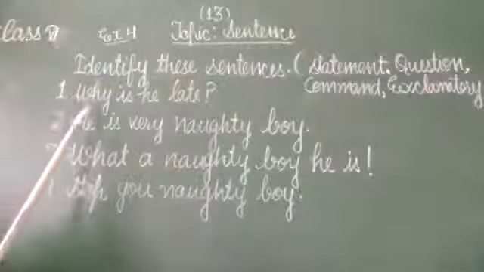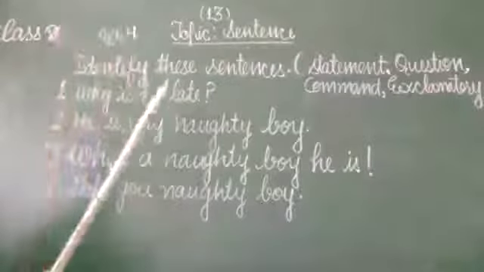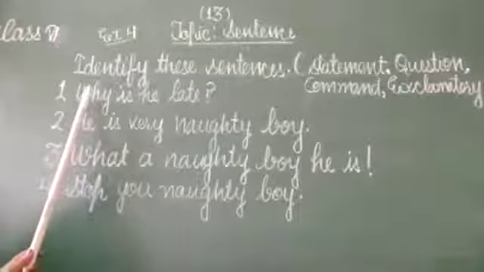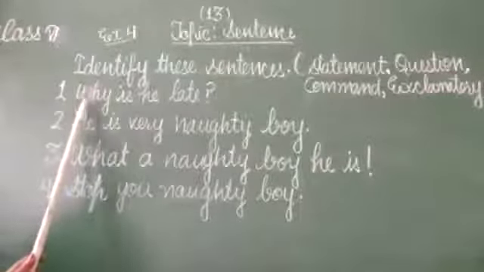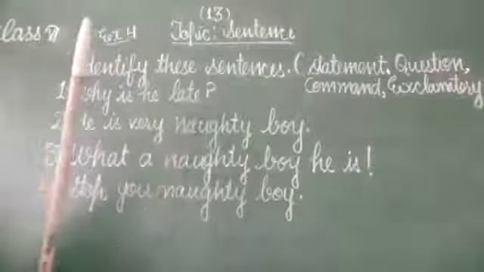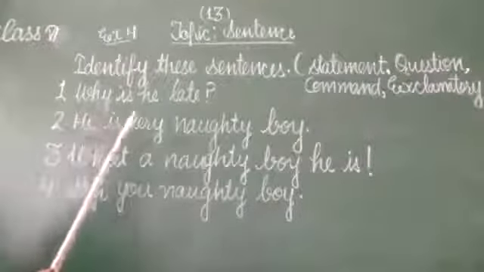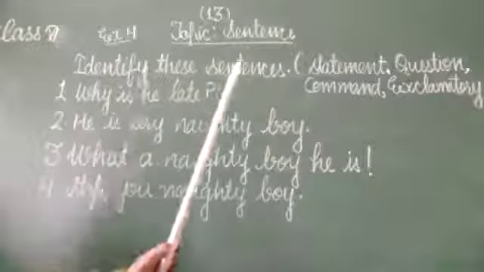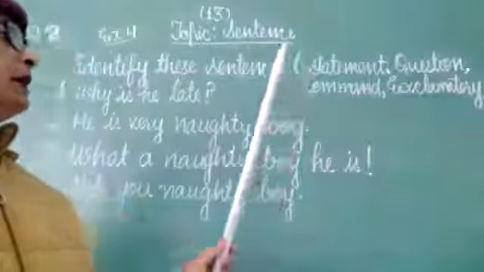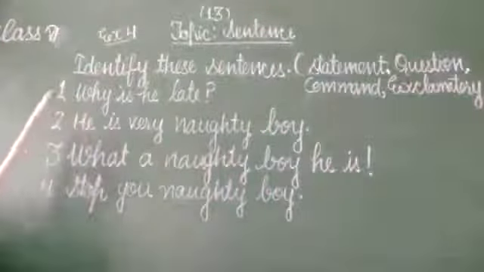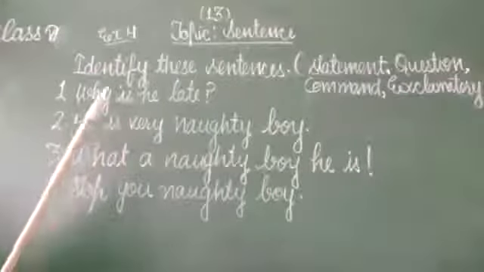First sentence is, why is he late? In this sentence, as I told you, if a question is asked to us and after the sentence we get a question mark, you can directly know that this sentence is a question sentence, meaning an interrogative sentence.